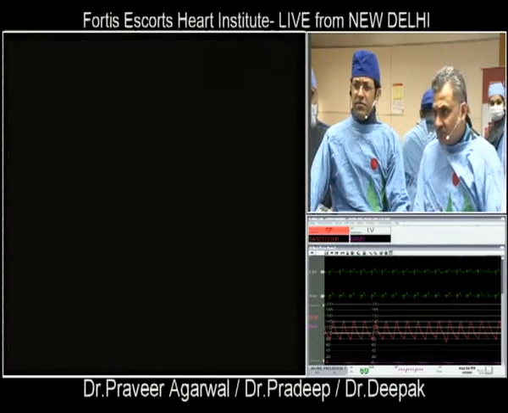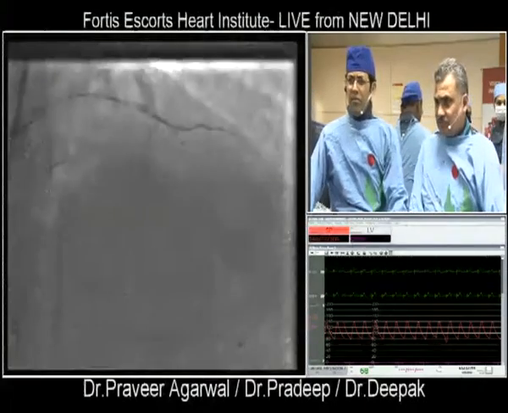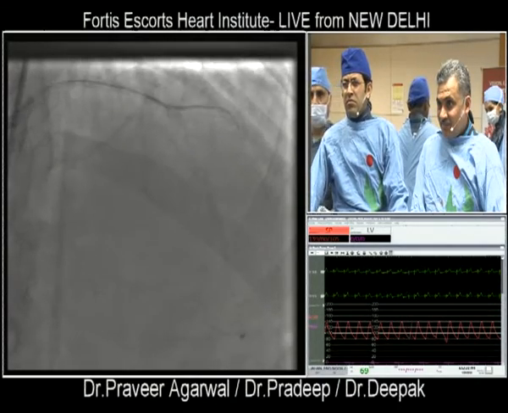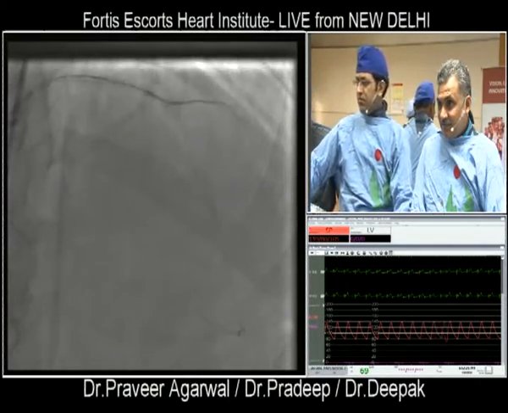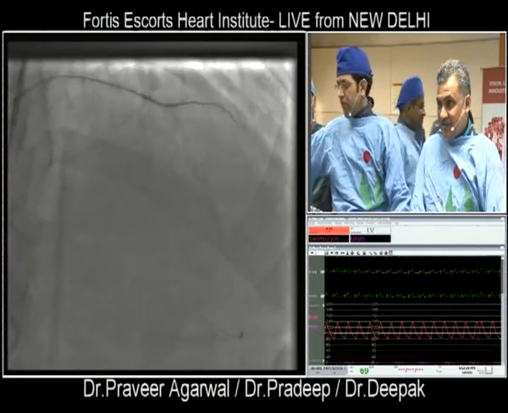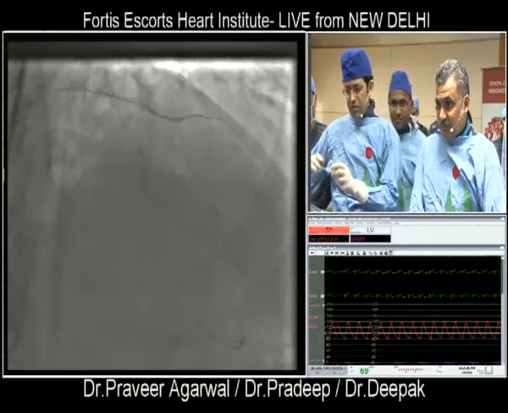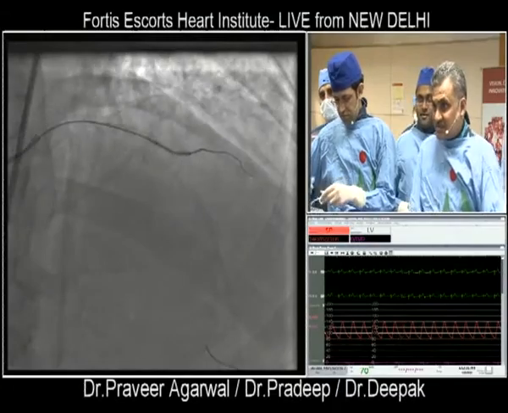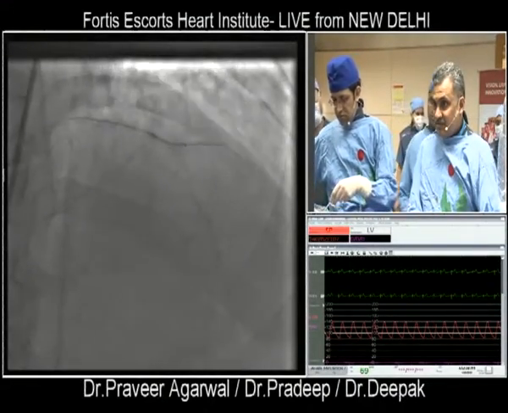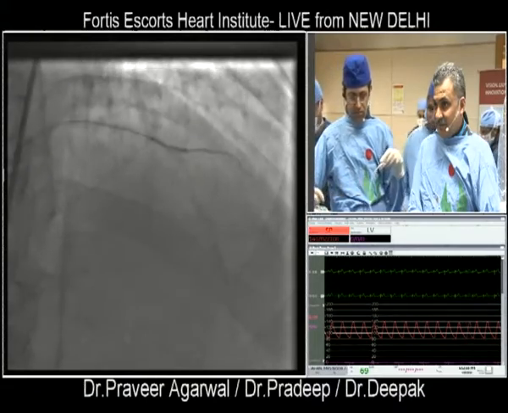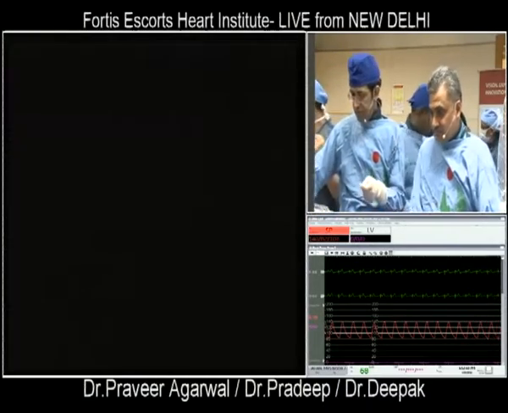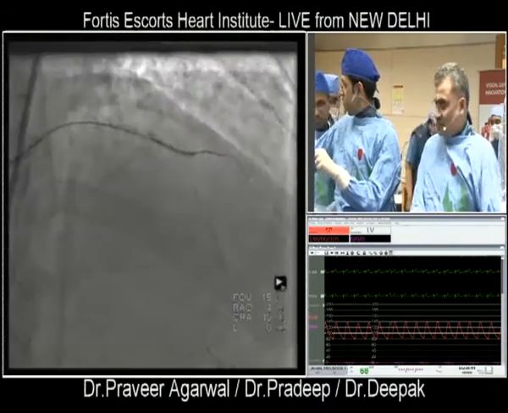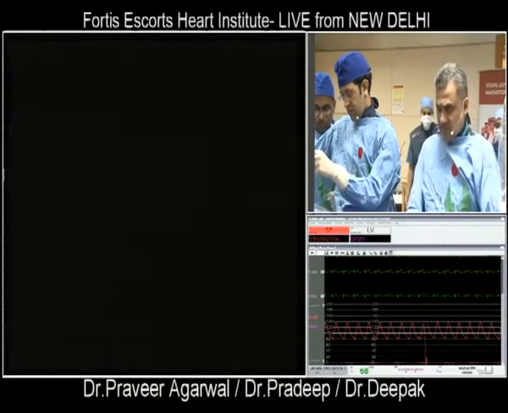I personally think one disadvantage of working on a wire like the Fielder XTR is that it's black and you don't really see well how the balloon behaves. 5, 6, yes. I'll change the wire shortly, after you pre-dilate. Yes, I'll do that. 6.5, 7, 7.5, 8, 8.5, 9, 9.5, 10, 11, 12. Deflate.